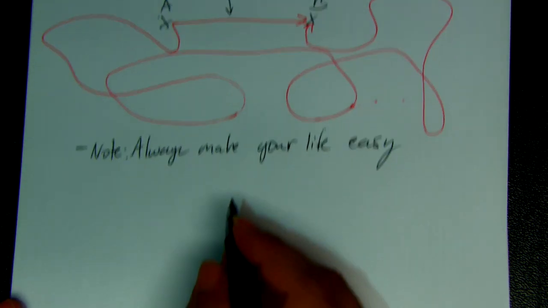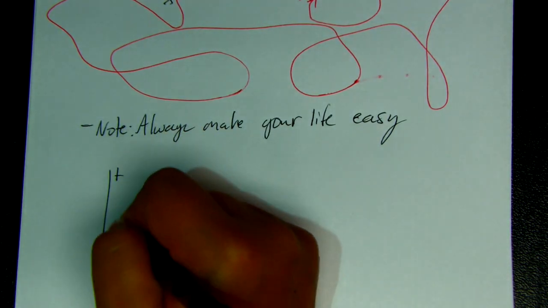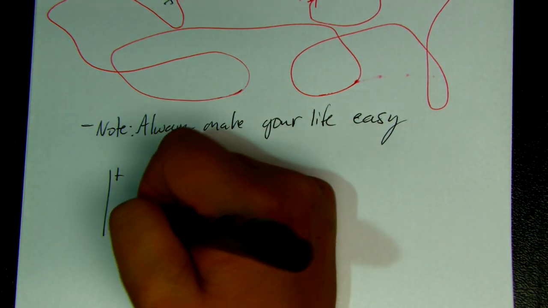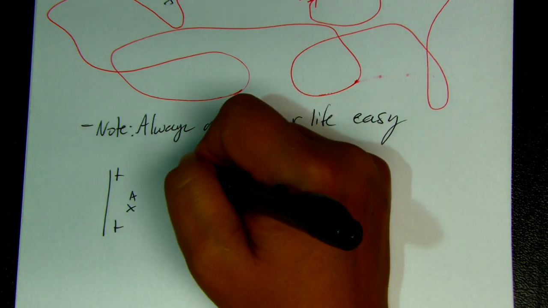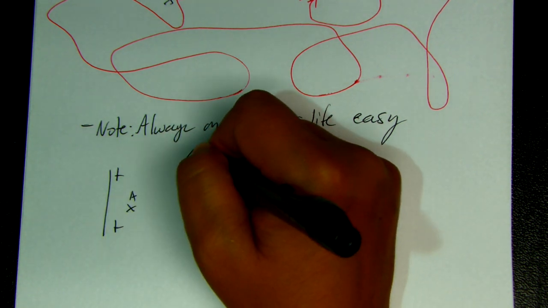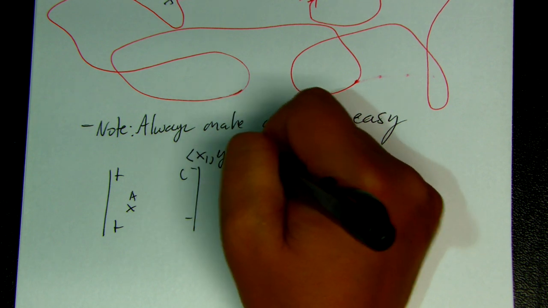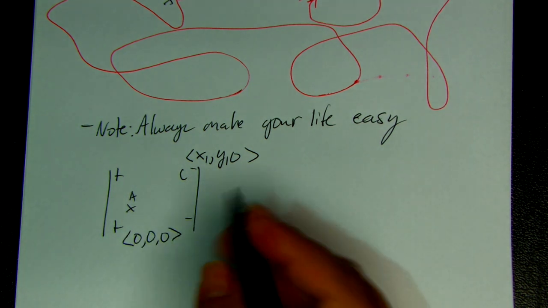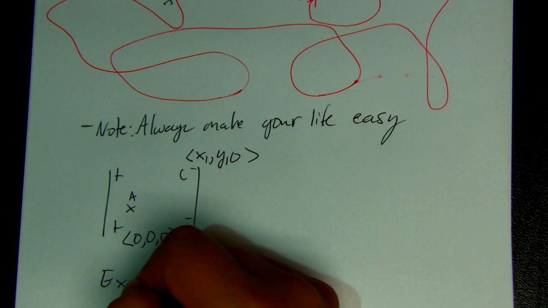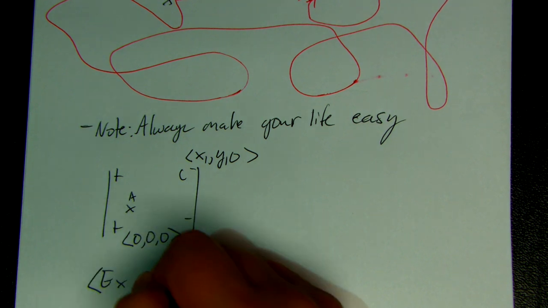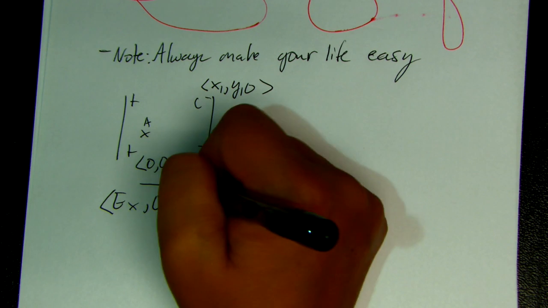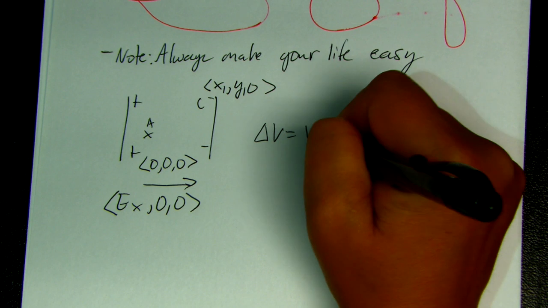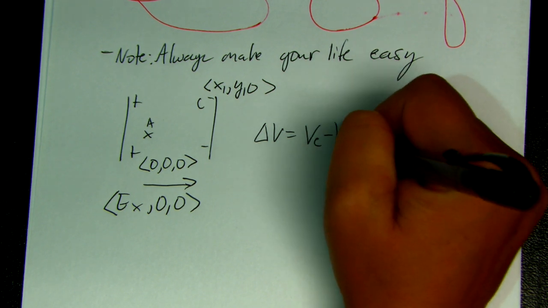So let's say we have a capacitor and we're going to go from A to C. So C is at x1, y1, 0, and A is at 0, 0, 0, and we have an electric field in X, like so. Okay, so what is delta V from A to C?